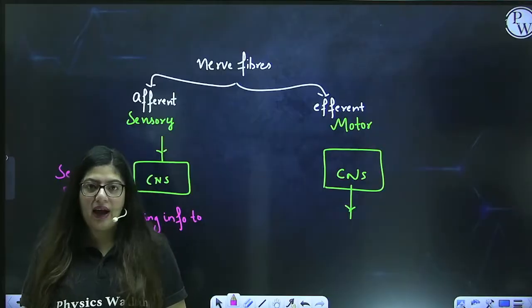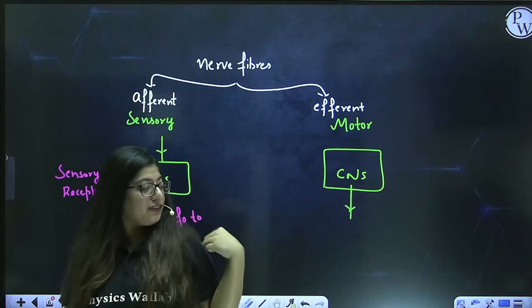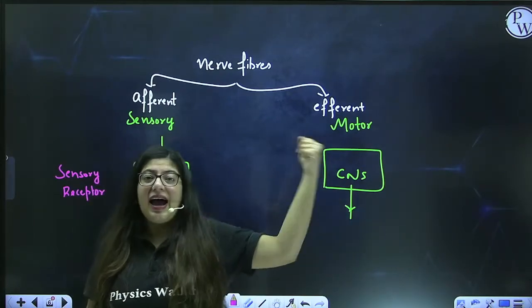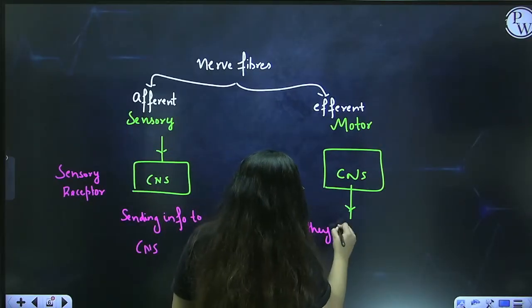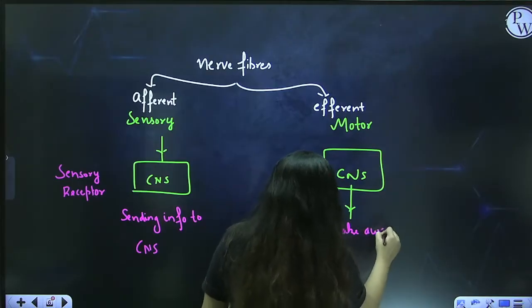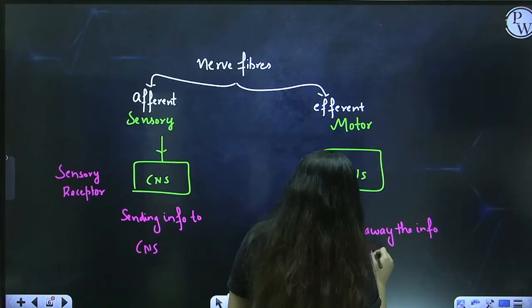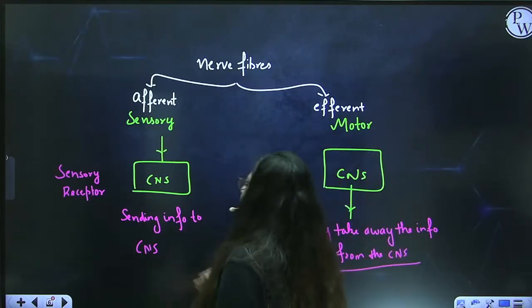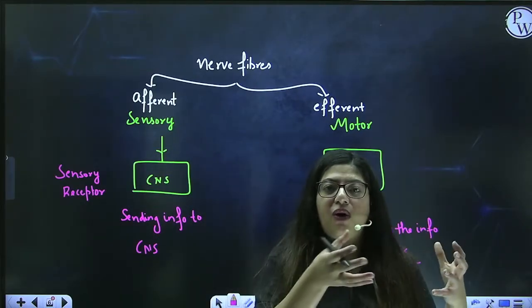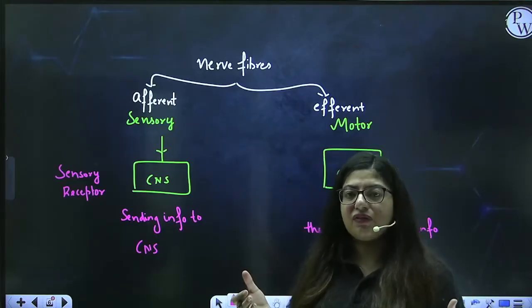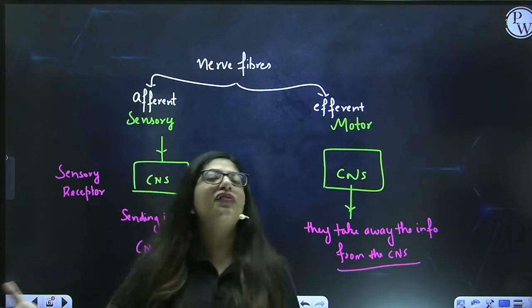Whereas now what will happen? I have to take away my arm, so my muscle should contract. At this point, my central nervous system will send information to my muscles. That means the information is going away from the central nervous system. They take away the information from the central nervous system. So the classification is on the basis of how the information is going across, whether it's going towards the CNS or away from the CNS.